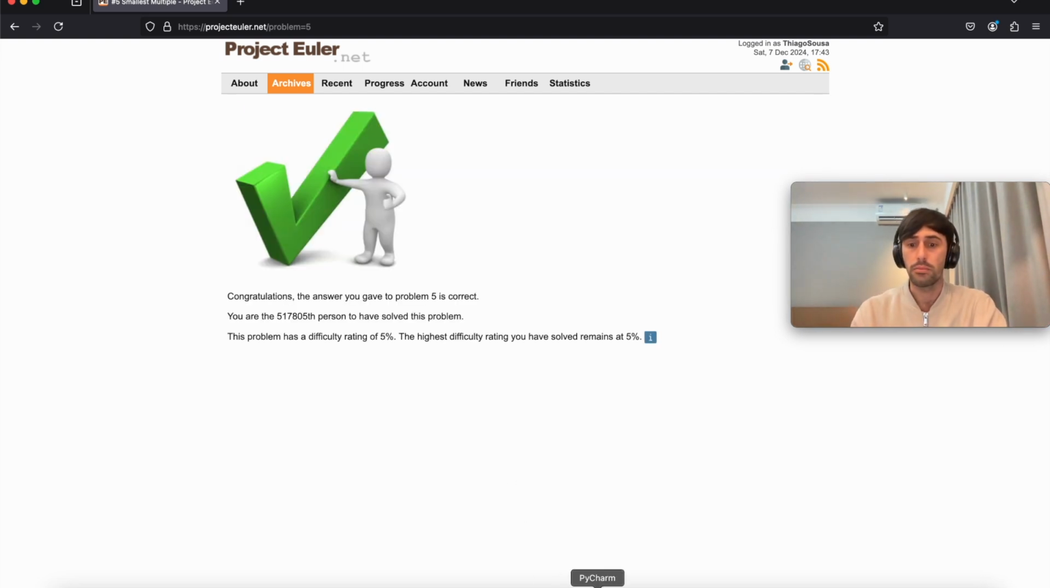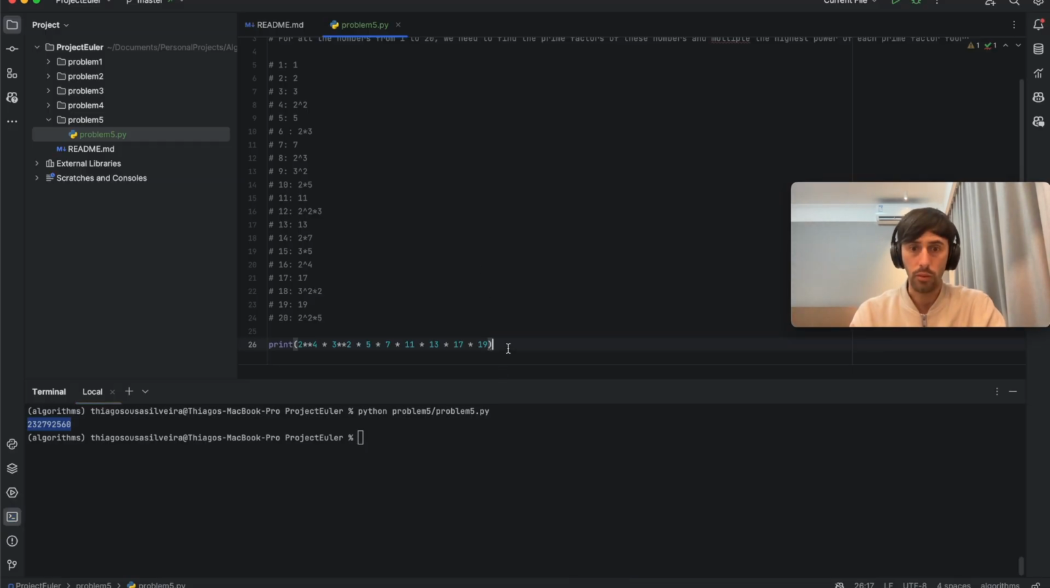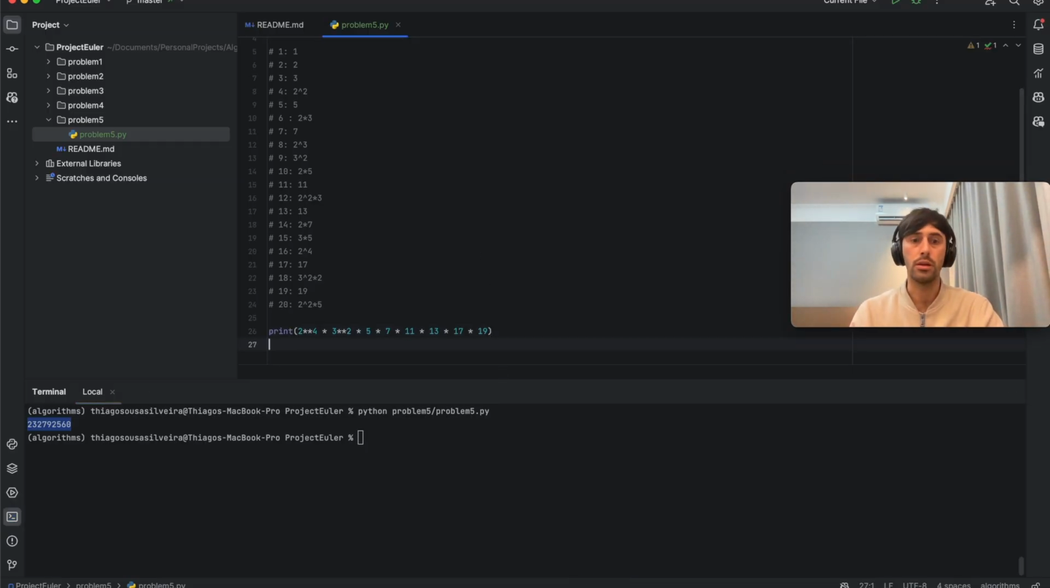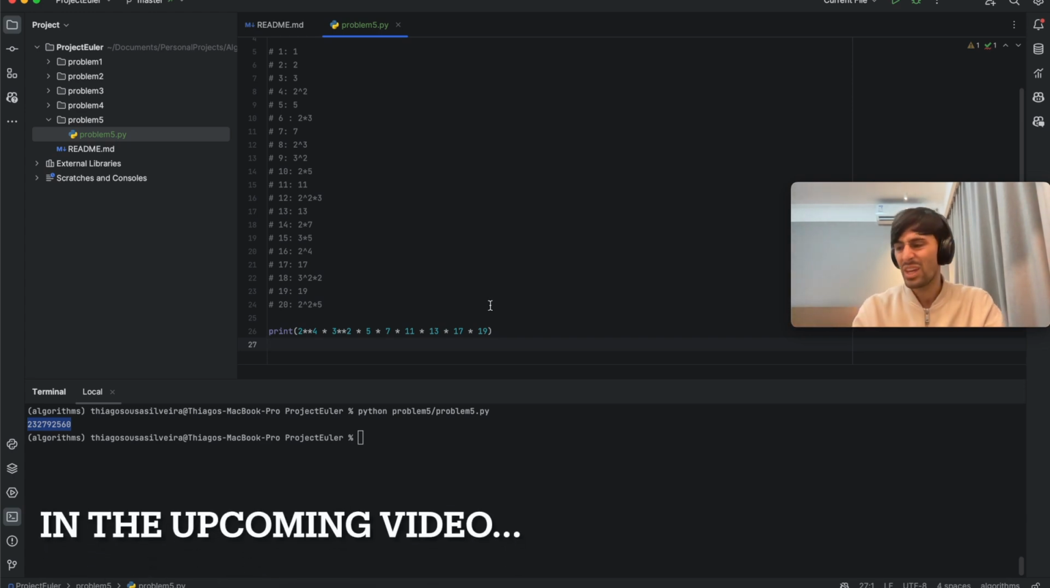So as I said, we didn't do any code to solve this problem. It's just finding the prime factors, and the least common multiple is the solution. If you really want to write code to solve this problem, we can do it. We can write code to find the prime factors of a collection of numbers and then multiply the highest power.